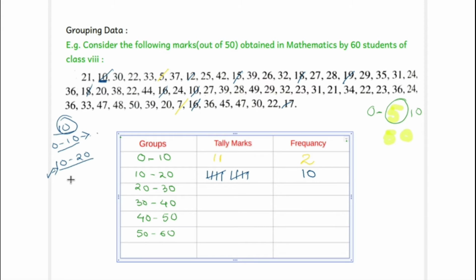20 to 30 group. Now that number 20 may belong to two classes, that is 10 to 20 and 20 to 30, but it is not possible that a number we will consider in both the groups. So what we will do, we will consider this number into the higher class, 20 to 30. We will not consider this one in 10 to 20. Okay, now the first one is our 20 to 30.